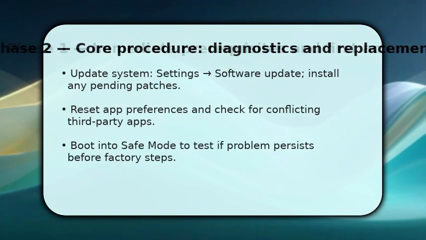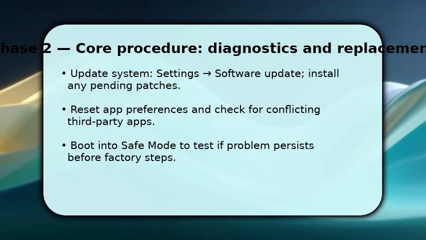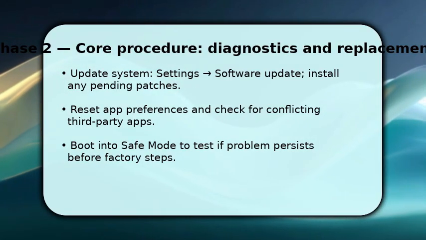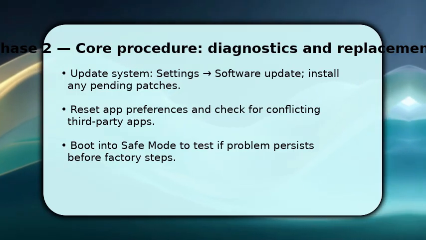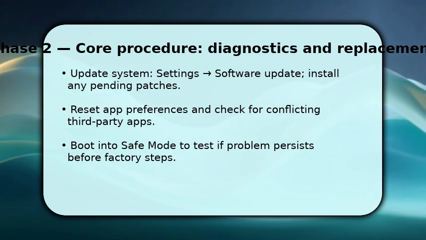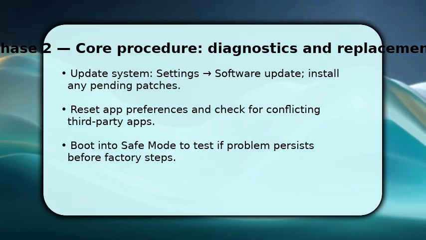Once the basic reset doesn't fix it, the next step is system level. Check for software updates and install pending patches, because firmware fixes often resolve Settings crashes. Then reset app preferences to restore disabled apps or permissions that interfere.